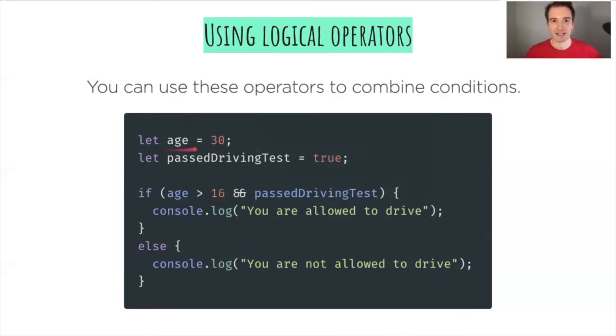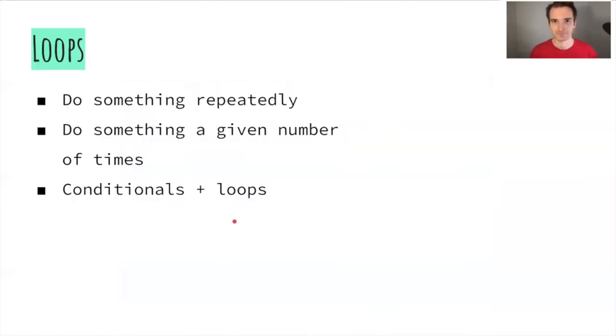So in this case, okay, age is 30. So 30 is greater than 16, that's true. Past driving test is also true. And we're using this AND operator. So both of these values are true, so this code at the top gets to run. So you are allowed to drive since both of these are true.